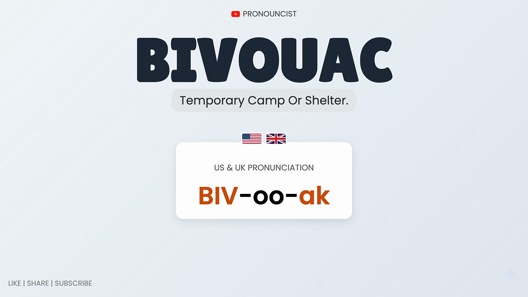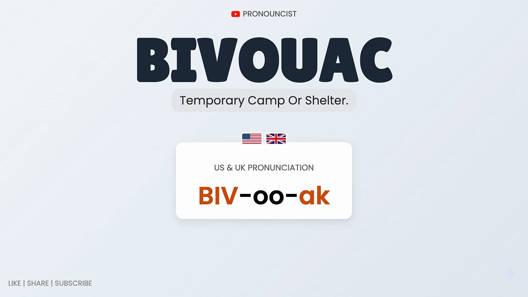W is silent. Biv, oo, ak, bivouac. Stress biv and keep oo short. W is silent. Biv, oo, ak, bivouac.